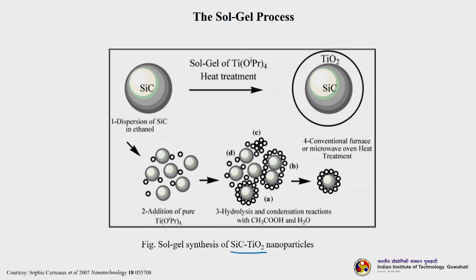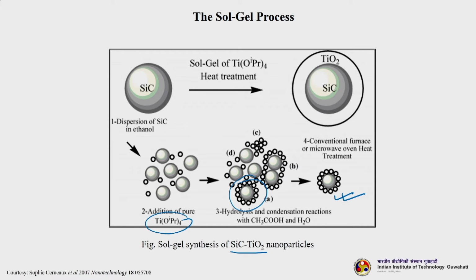Okay. So, you can see the silicon carbide is actually dispersed in ethanol. Then after heat treatment, pure titanium is added to this silicon carbide. Then you can see how they are forming structures here, through hydrolysis and condensation reactions with acetic acid and water. So, we get a stable form of nanoparticles here.